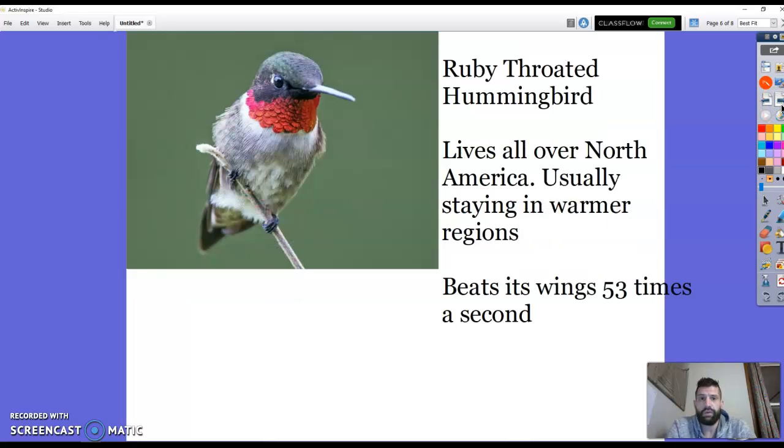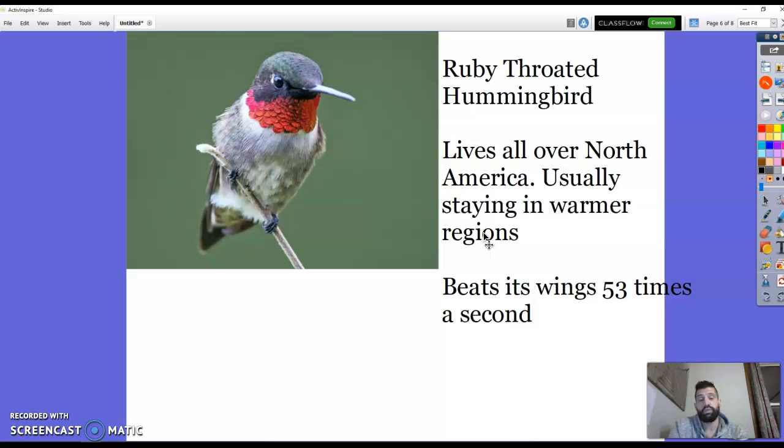Okay, so the next one I want you to look up is a ruby-throated hummingbird. So this is actually a male hummingbird. They don't lay the eggs, but it's probably one you've seen a little bit more often. You can probably imagine why it was called the ruby-throated hummingbird, there by the neck. The females do not have this brightly colored neck, but the ruby colored ones are the ones you've probably seen more. They live all over North America. They migrate. We talked about the migration of those a little bit in class.